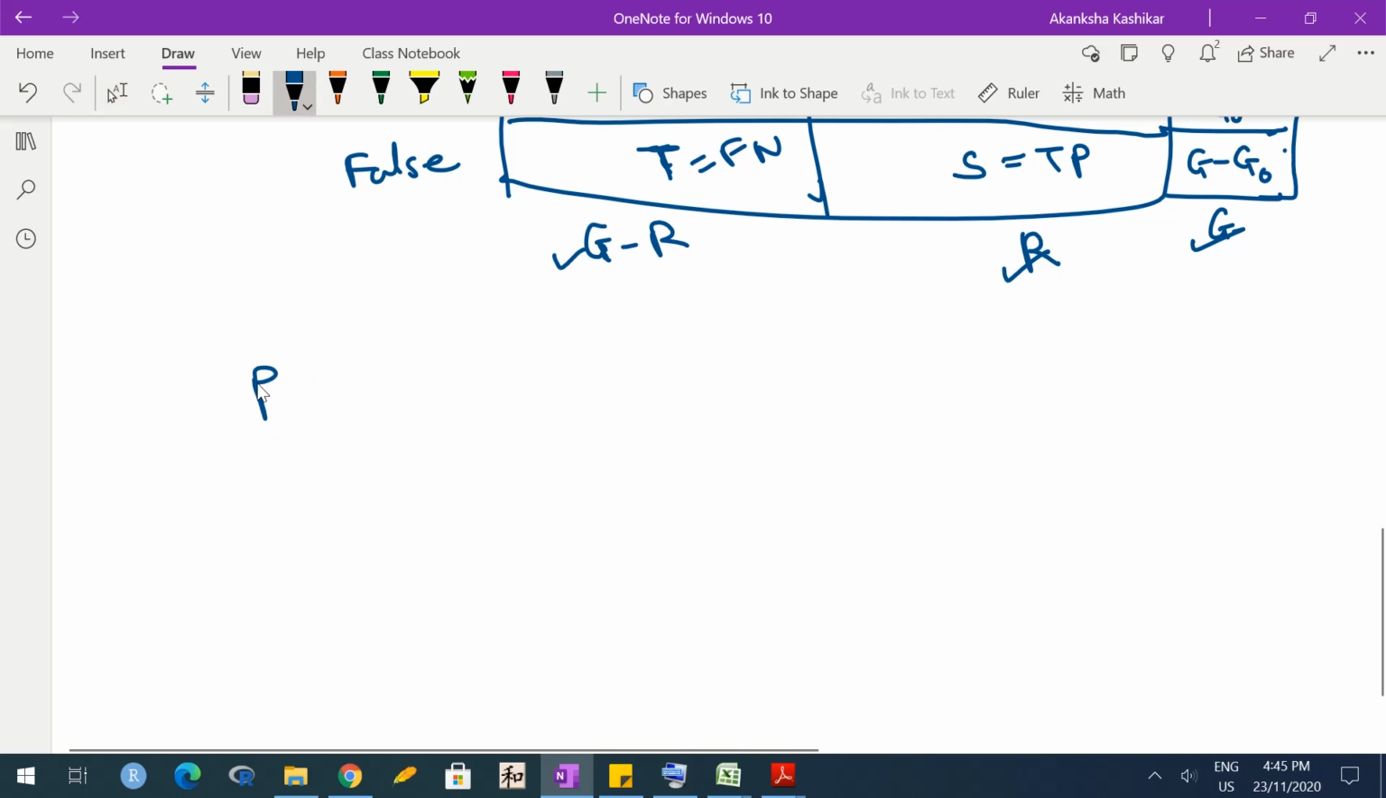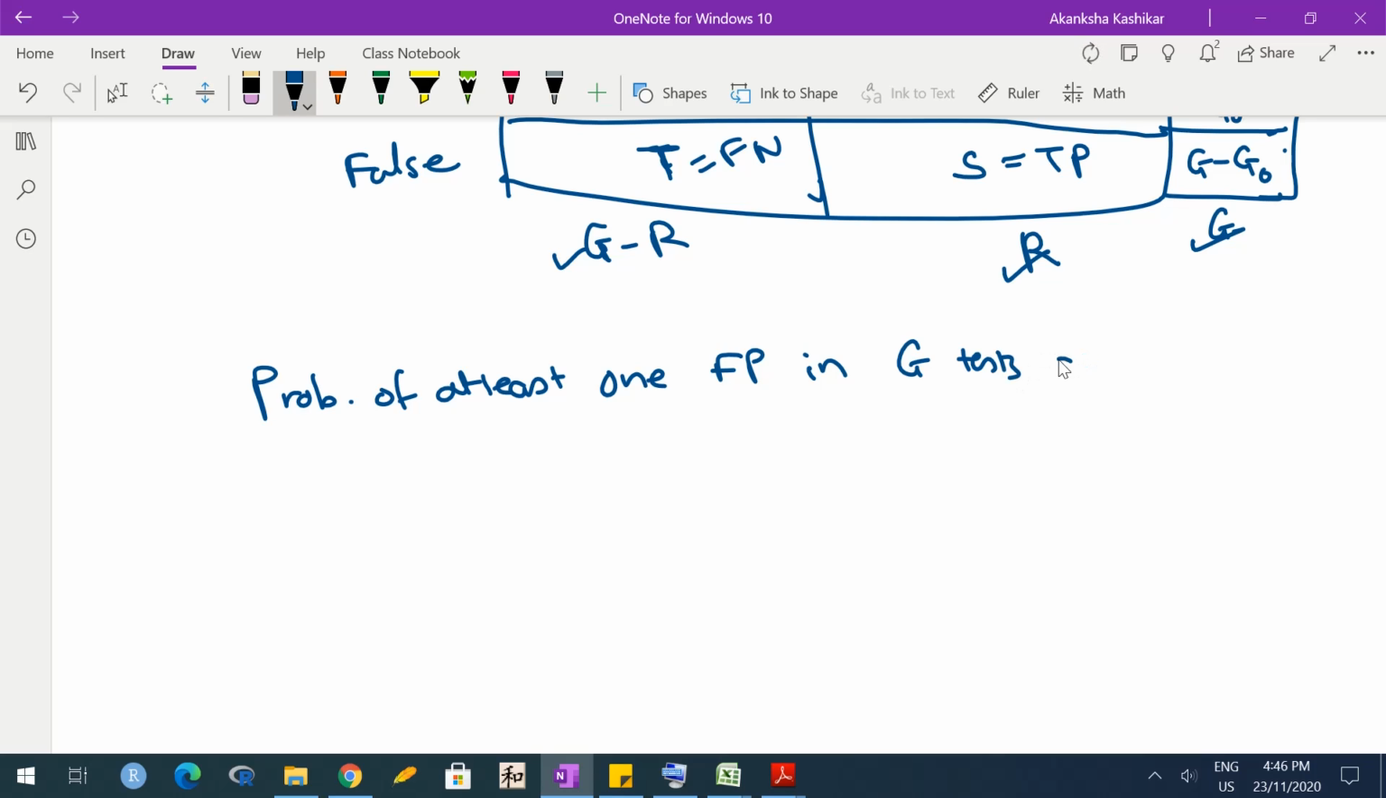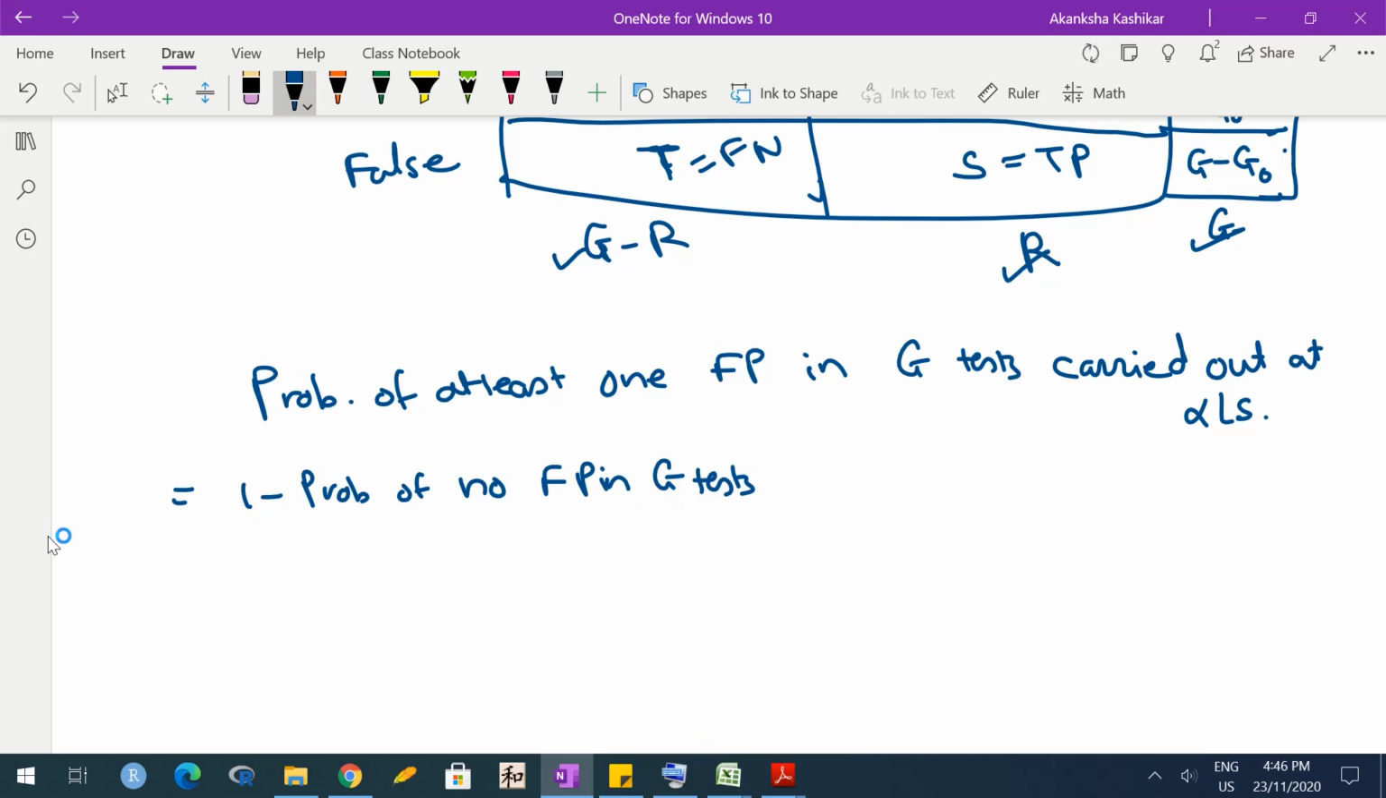Now we want the probability of at least one false positive in G tests carried out, each test carried out at 5% level of significance. So let me call it alpha, because the same argument would work even if alpha is 0.01. Now at least one false positive can be written as 1 minus the probability of no false positive. Correct? So 1 minus the probability of no false positive in G tests.